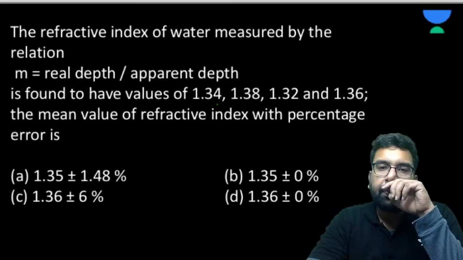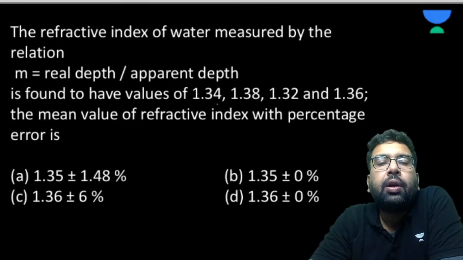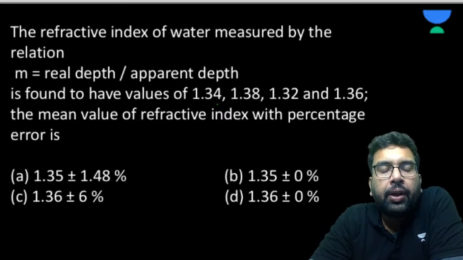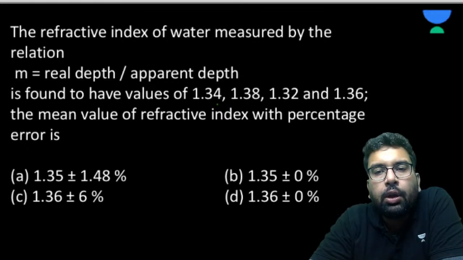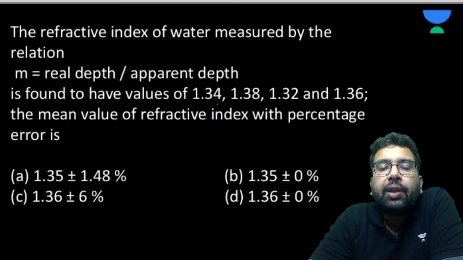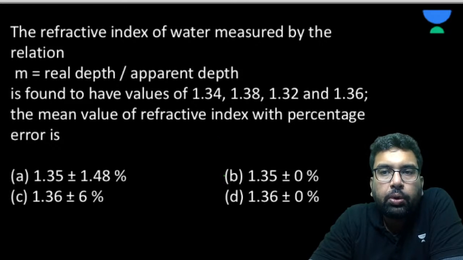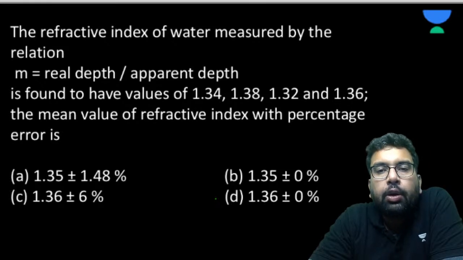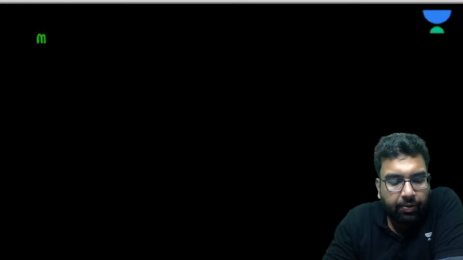So it says the refractive index of water measured by the relation real depth upon apparent depth is found to have values of this, and this. So we are having some values of the refractive index. This is how we approach to find the true value of something. So we take the average of it. So this is the refractive index, let's call it M. So let's take the average of these values.